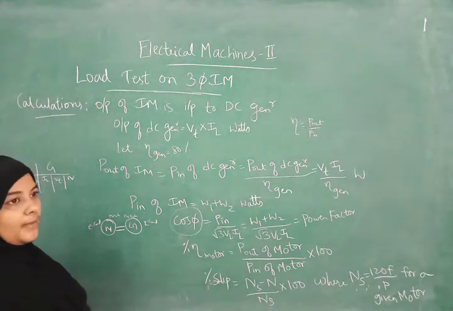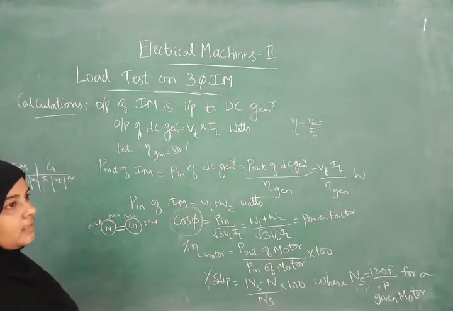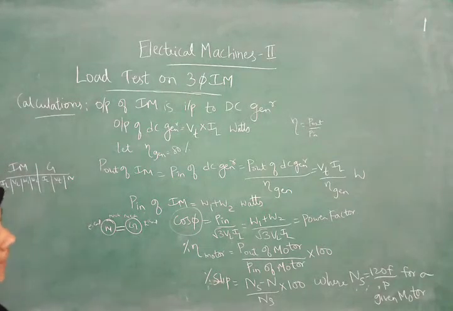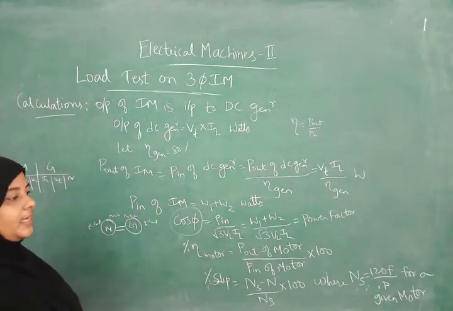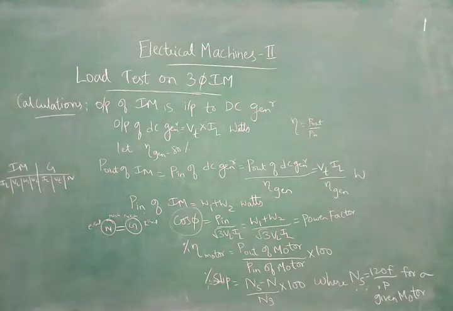Slip is equal to how much? Ns minus N by Ns. Percentage slip, if you want, multiply by 100. And Ns is equal to what? Synchronous speed, 120 F by P.